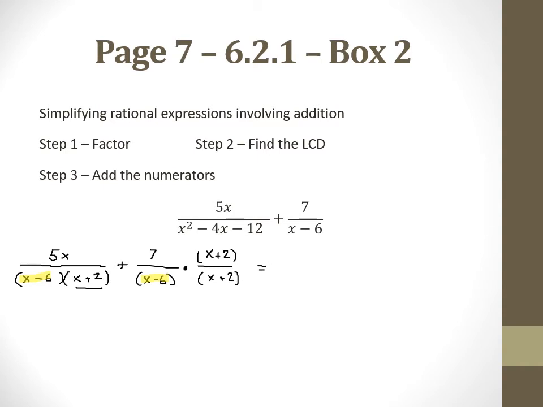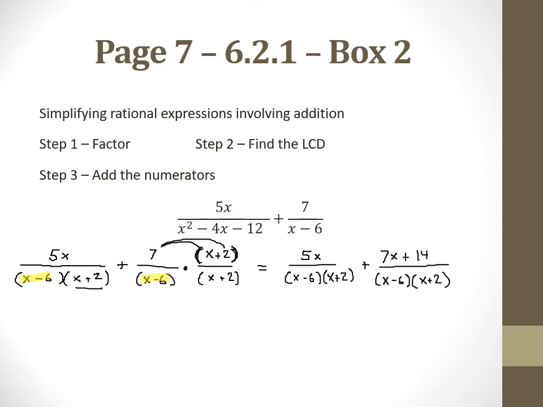And we'll tidy this up a little bit. The first term has not changed. It is still 5x over x minus 6 times x plus 2. The second term now, we have some multiplication to do. 7 times the quantity x plus 2. We need to distribute that. So that will be 7x plus 7 times 2, which is 14. And now this term has a denominator with 2 parts to it, x minus 6 and x plus 2.